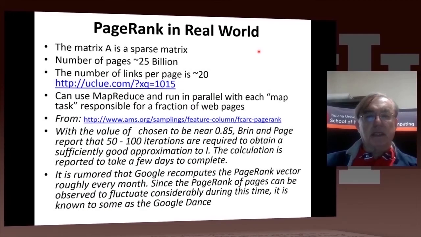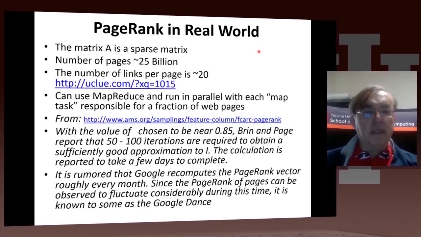Now we come to the next slide. We just discussed it a little bit in the real world. We did 6x6 and 8x8 matrices. Well, unfortunately, they're not 6 or 8 sites in the world. They're 25 billion or so. And also, you really need to worry that the matrix is sparse.